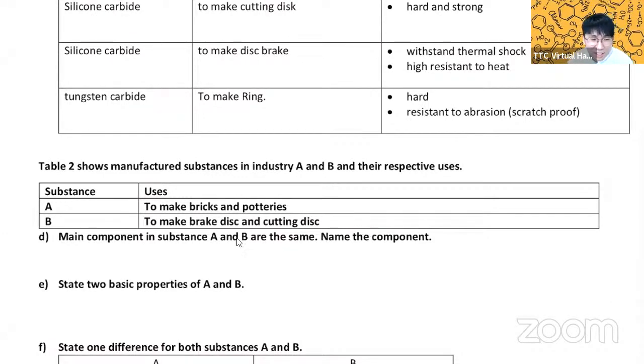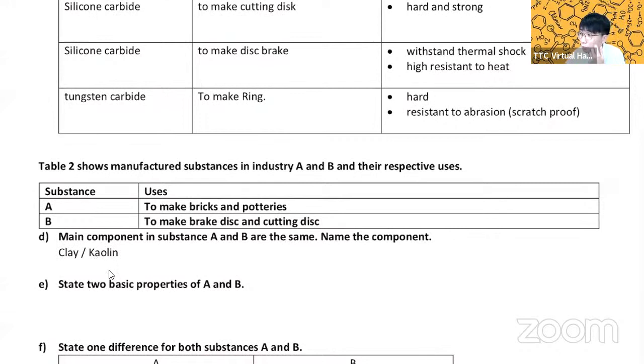Okay. So for A, to make bricks and potteries, you just need a traditional ceramic. For breaking tools, these all have high melting points and are used in advanced technology, so we are going to need advanced ceramic. Of course, the main component is the same. They are ceramic, so the main component is still clay, or we can call it kaolin.